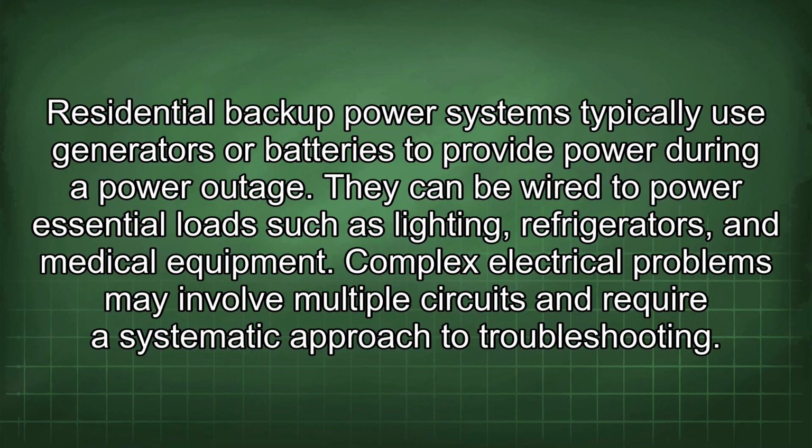Residential backup power systems typically use generators or batteries to provide power during a power outage. They can be wired to power essential loads such as lighting, refrigerators, and medical equipment.